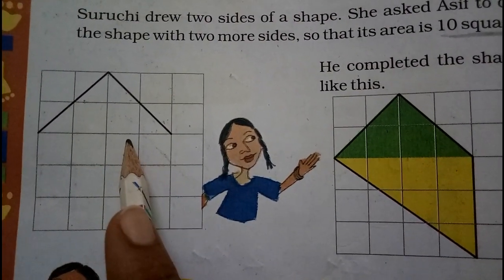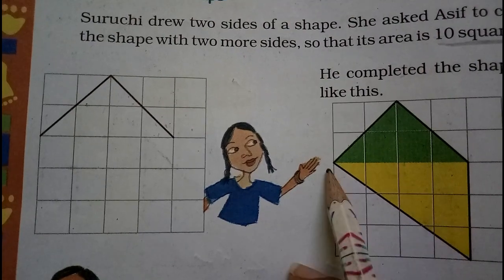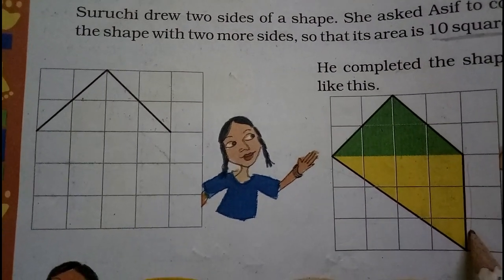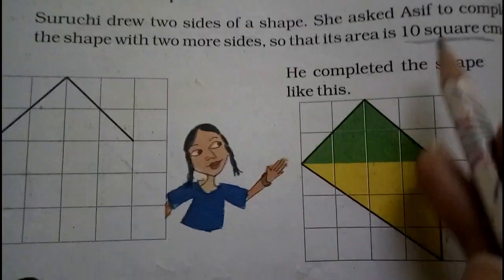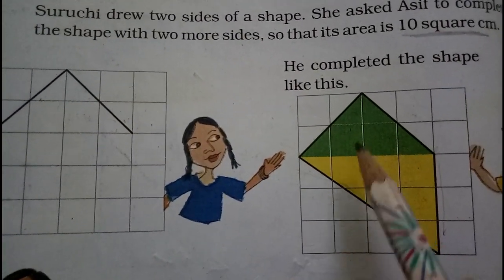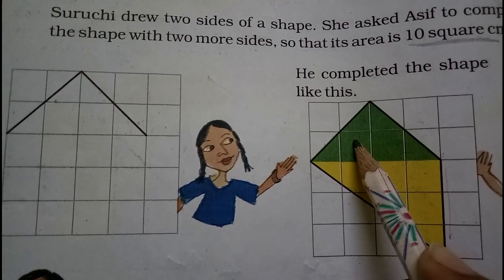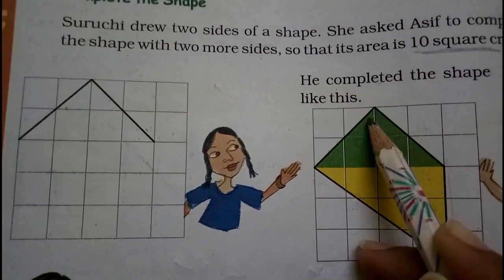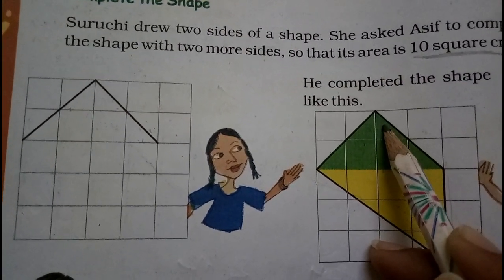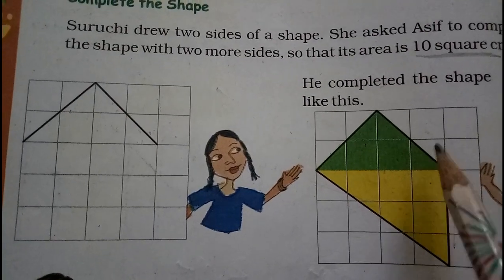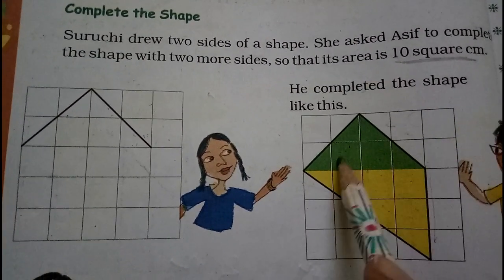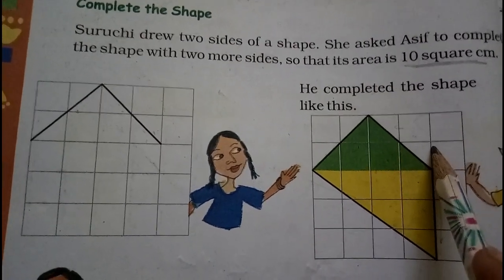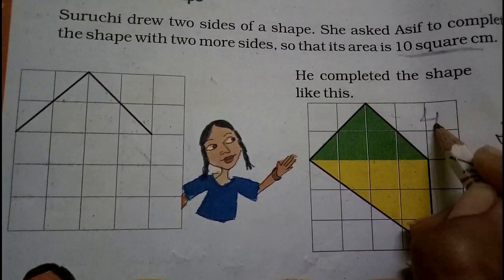Suruchi drew 2 sides and Asif completed. Asif drew 2 more sides like this. Let's check whether the area of this figure is 10 square centimeter or not. Okay, let's see. First we will count the green. 1, 2. Then half and half. 1, 3. And half and half. 1, 4. So 1, 2, 3 and 4. Okay, 4 square centimeter is the area of green.